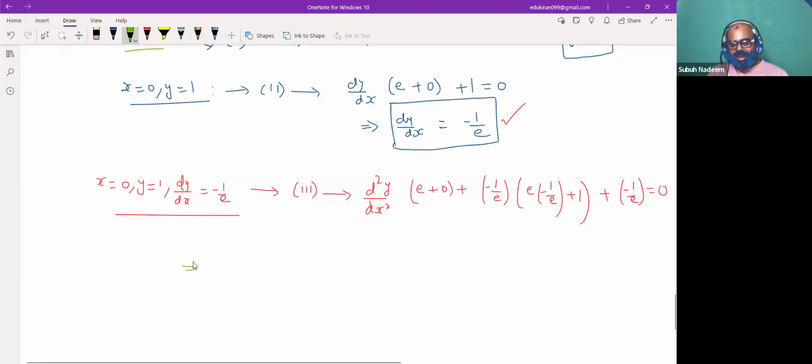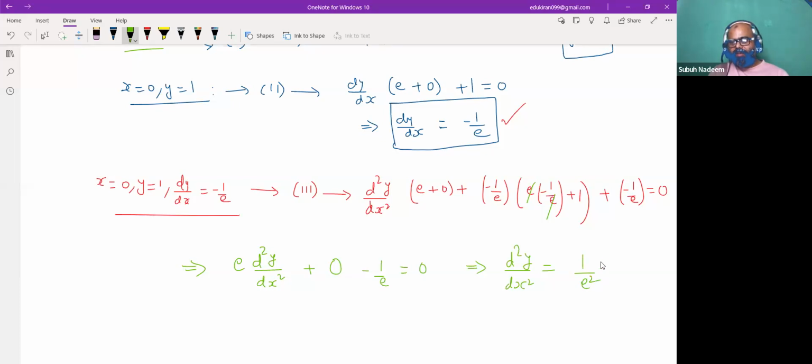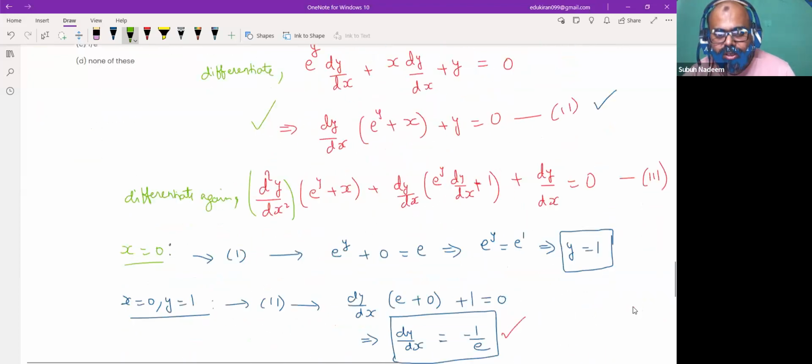Now when we write it like this, it will be e into d2y by dx square. And then this e will cancel, minus 1 plus 1 will be 0. So this whole thing will be 0. Minus 1 by e is equal to 0. So d2y by dx square will be equal to 1 by e, and one more e will multiply, 1 by e square. So this would be your answer. So write it down. Let us see which option is correct. B option is correct.